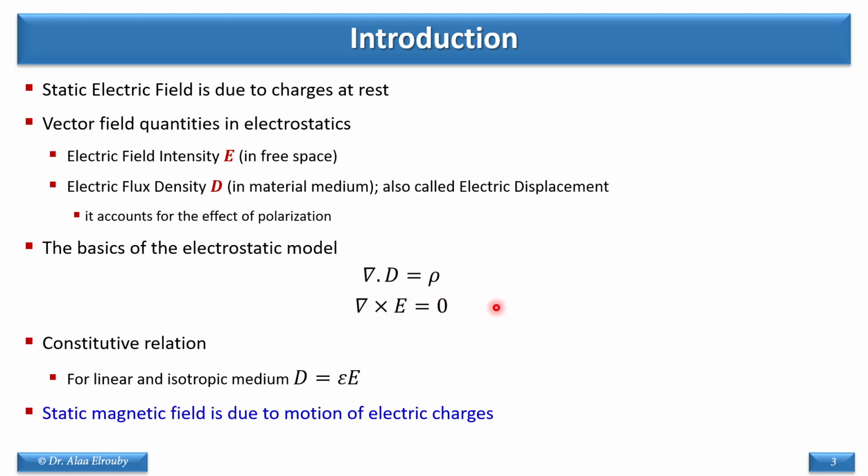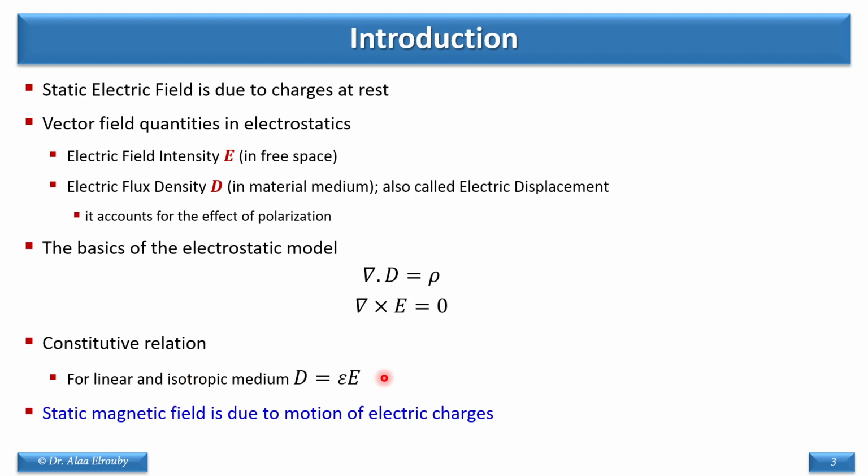which means that the electric field is conservative, or the potential difference between a point and itself over any closed path equals 0. And also the relationship between electric field intensity and electric flux density is the constant epsilon for linear and isotropic media. So this was studied early on.